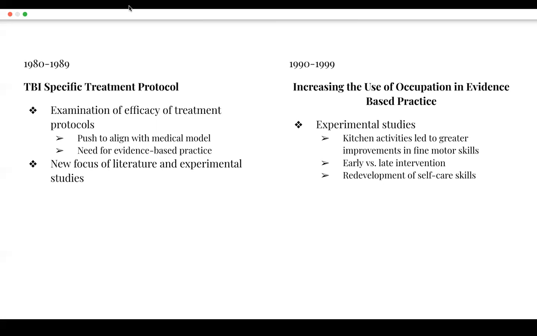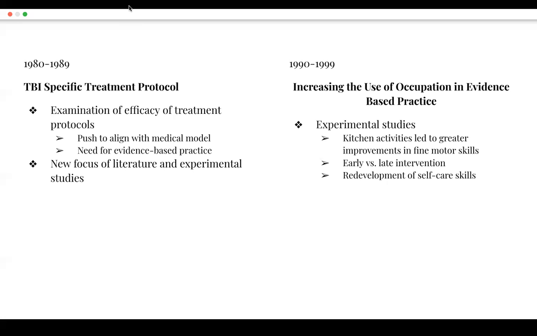Therefore, the researcher reports the need for increased, well-formulated experimental studies to demonstrate the efficacy of OT among individuals with TBI. And this transitions us into the 1990s, where there were several experimental studies that we found in our research that focused on determining the efficacy of increasing the use of occupations in practice.